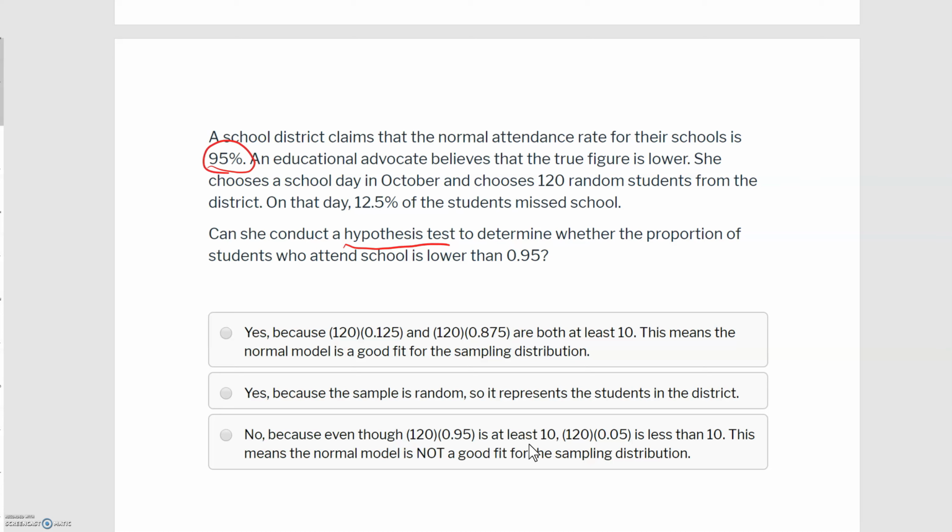So a school district claims that the normal attendance rate for their school is 95%. So 95% of the students show up every day. So she chooses a school day in October and chooses 120 students. All right, so here's how you check your normality. N times P. Okay, so this is P, because that's my population proportion, and this is my N right here. So if I multiply those two together, 95% times 120, this will be much larger than the 10 that I need.